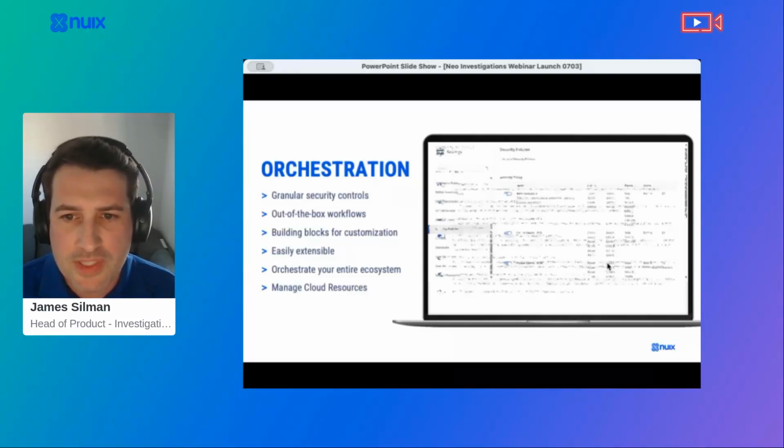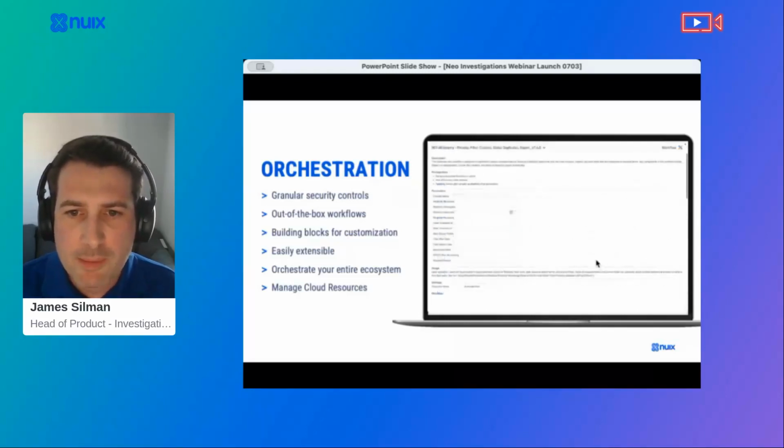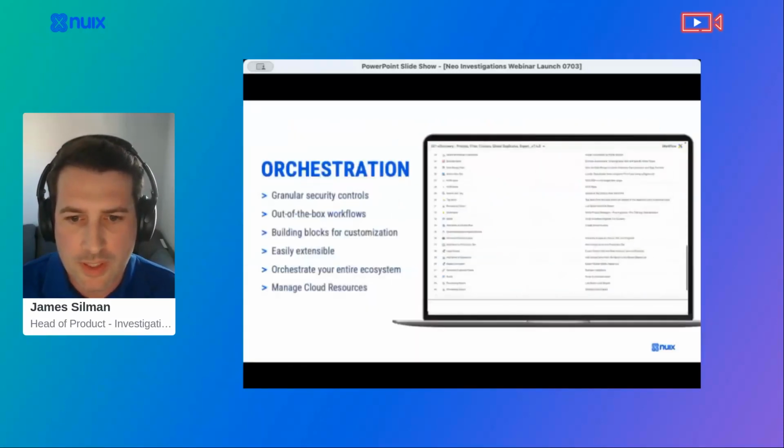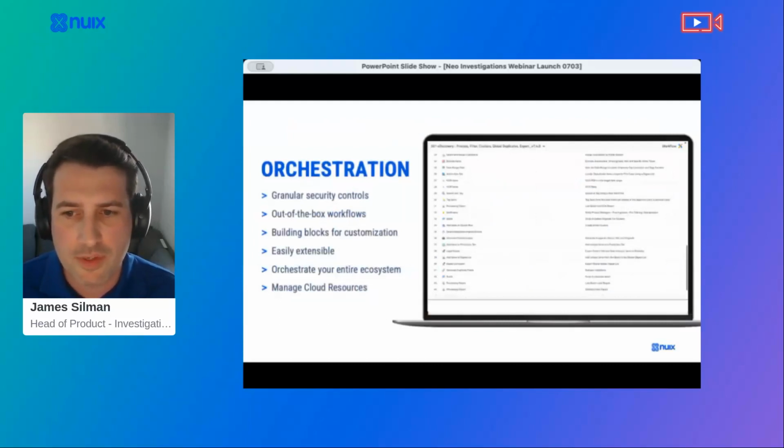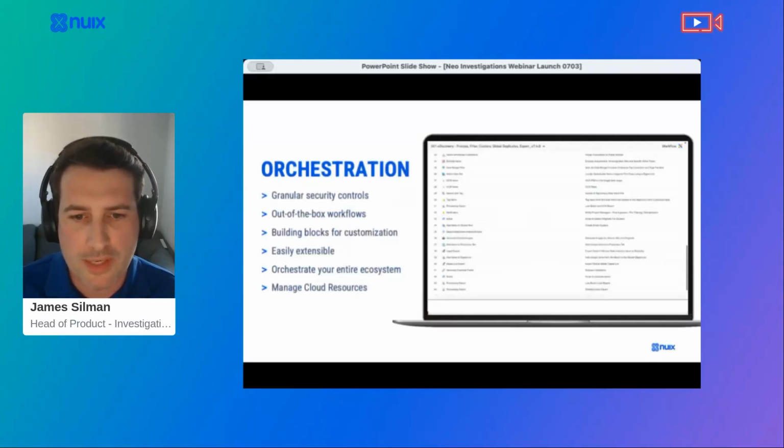Easily extensible scripting capabilities and the ability to hook into your enterprise systems to make more informed decisions. And finally, the ability to manage cloud resources, being able to spin up and spin down machines in the cloud to take advantage of those unlimited workers and to cut through your backlog.